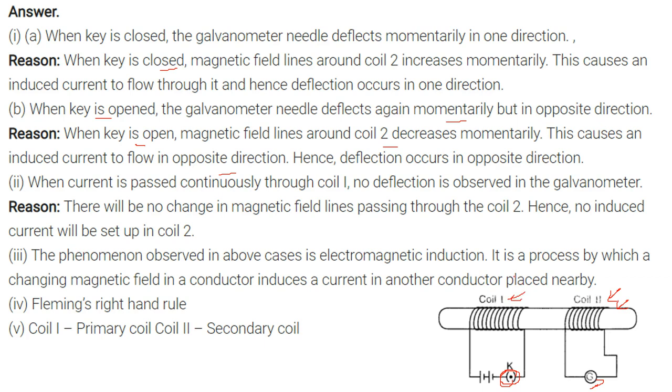The reason is there will be no change in the magnetic field line passing through coil 2 here. Therefore no induced current will be set up in coil 2. There has to be some change. A continuous field will not give you any electric current.